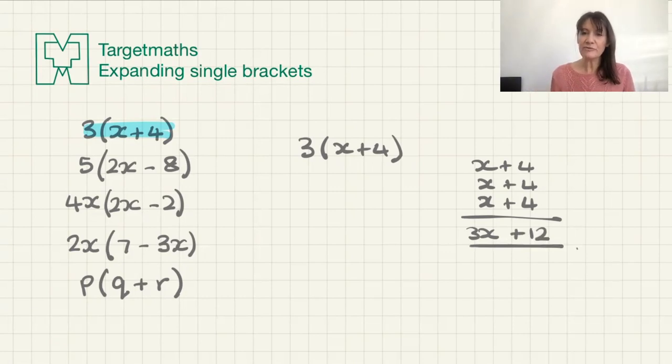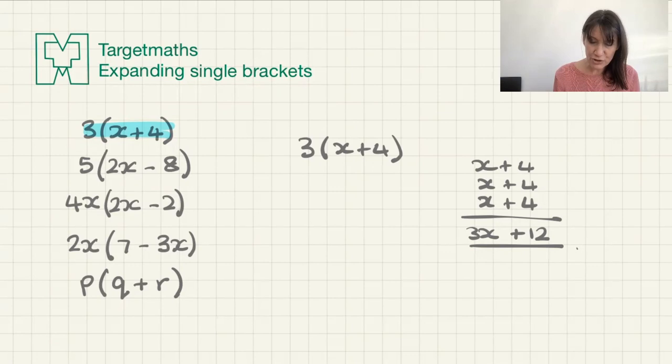And it's a nice way of doing it because it shows clearly what's happening. But imagine if I had 13 next to the bracket. I really don't want to be writing that out 13 times. So we scrap that as a method. It's great for showing what's going on, but we want something a little bit easier to manage when the numbers are getting a little bit bigger.